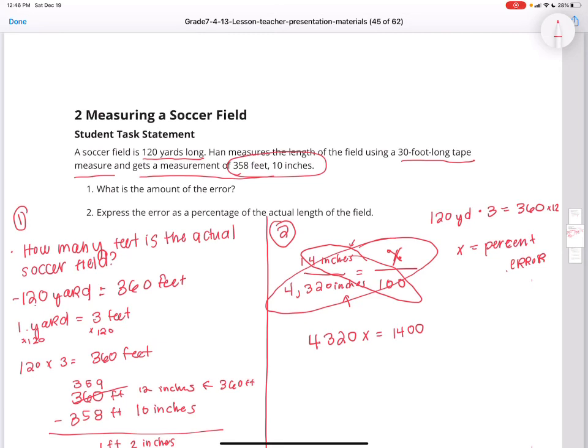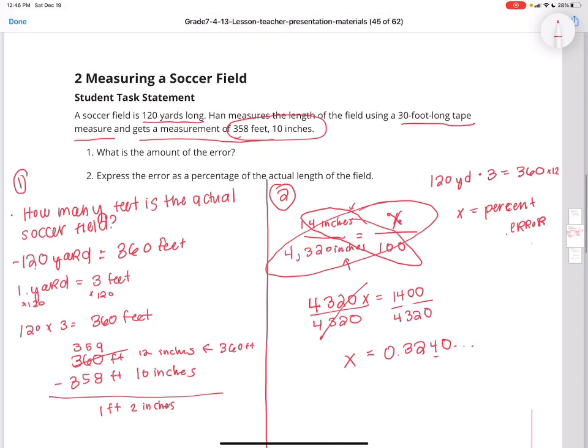Now I want to isolate the variable, so I want to divide 4,320 on both sides. That cancels out, and I'm going to write that neater. The reason I did that is that I'm trying to isolate my variable. When I do that, and yes, I am using a calculator, I get 0.3240. Now that 4 is not big enough to make that 2 go up, so I'm going to say that the percent error, or the measurement error, is 3,200%.